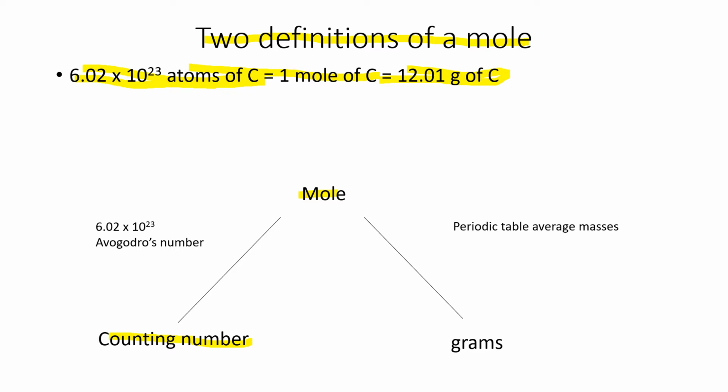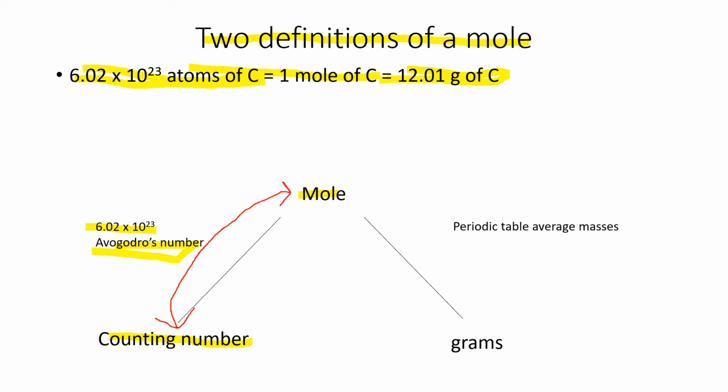We have a way of relating moles to counting numbers. How do we do that? Well, that relationship between moles and counting numbers, this one right here, to go back and forth between a mole and that counting number, you would end up using the definition of a mole. 1 mole is 6.02 times 10 to the 23rd. That's Avogadro's number. So that's how you would go back and forth between moles and counting numbers.